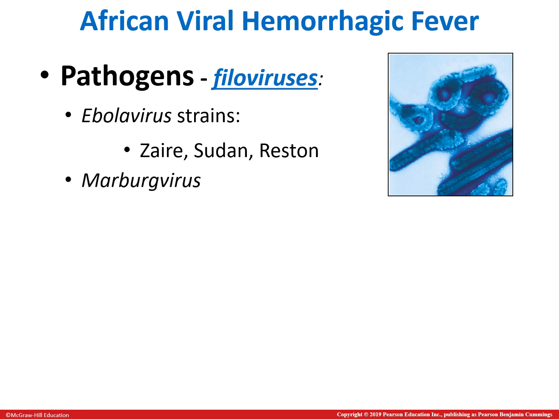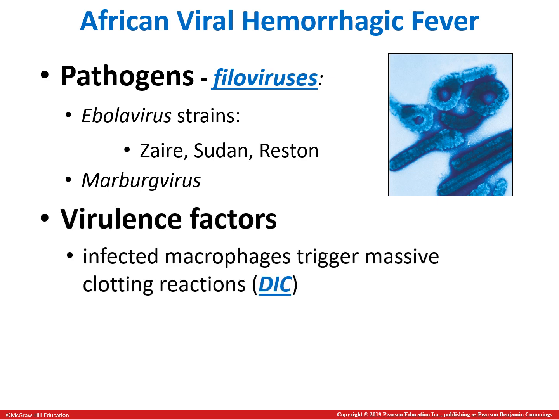And then there's also a version of the disease that's called Marburg virus, which was from Germany. So again, they're called African viral hemorrhagic fevers, but that's because that's where they were first described. And so the virulence factor here is the fact that when a macrophage gets infected by this virus, it triggers a clotting cascade systemically. And so recall your disseminated intravascular coagulation.